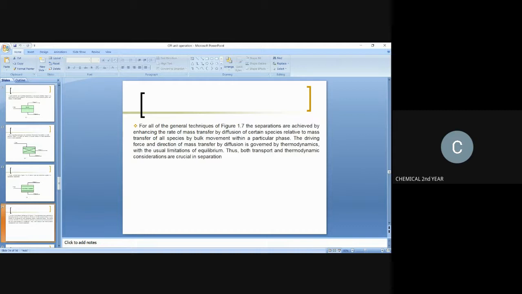For all of the general technologies of figure 1.7, the separations are achieved by enhancing the rate of mass transfer by diffusion of certain species relative to mass transfer of all species by bulk movement within a particular phase. The driving force in the direction of mass transfer by diffusion is governed by thermodynamics, with the usual limitations of equilibrium. Thus, both transport and thermodynamic considerations are crucial in separation.